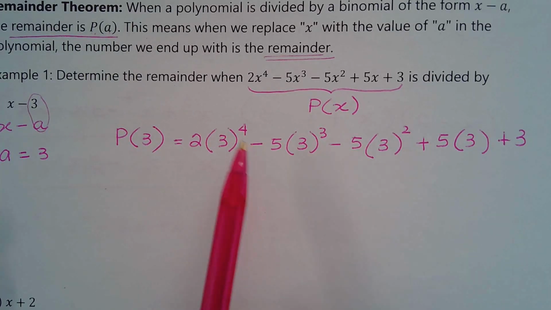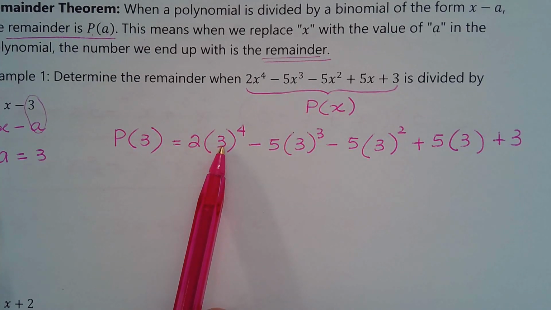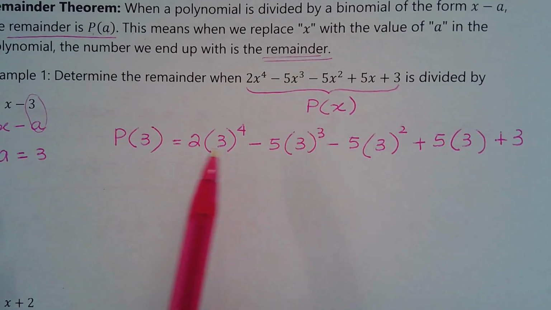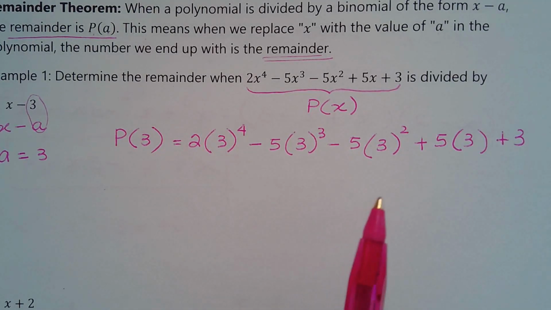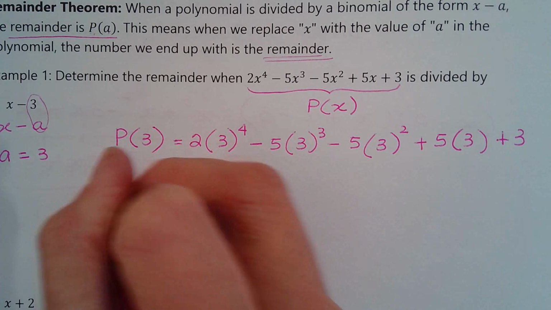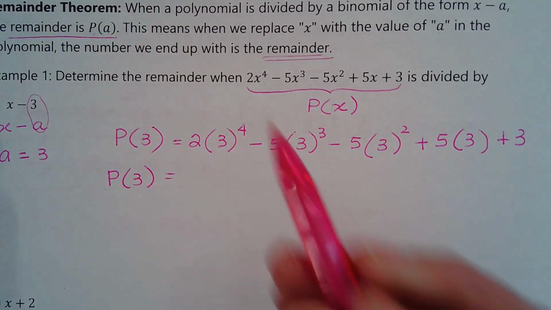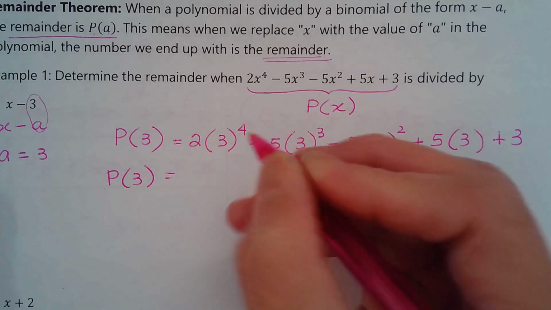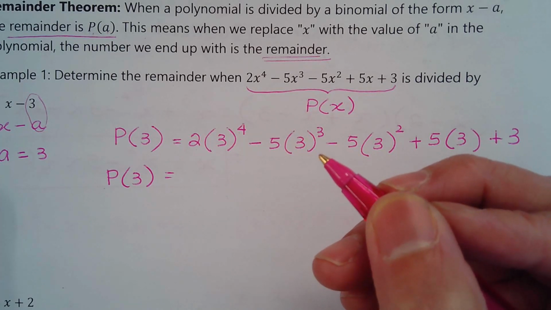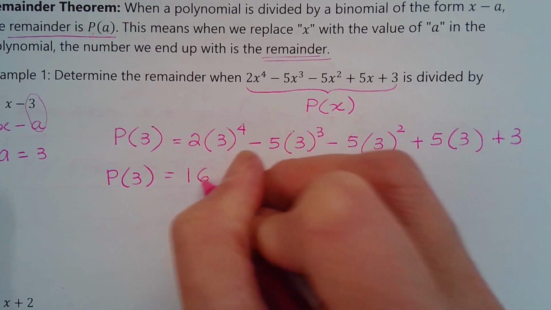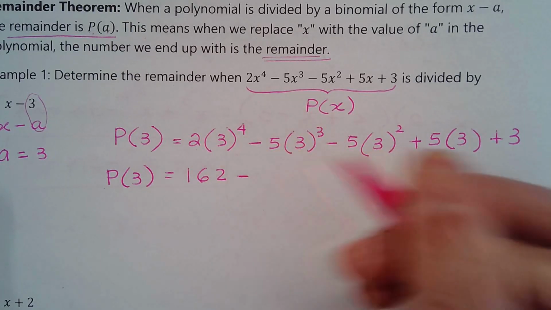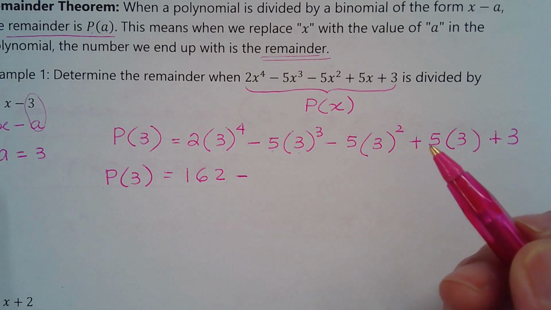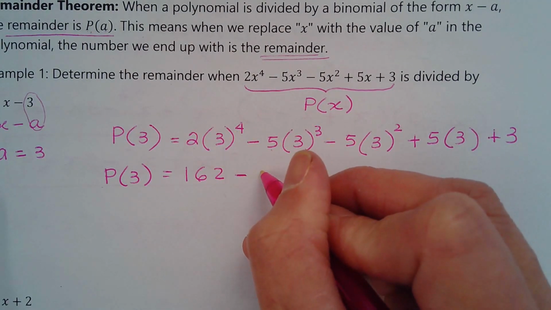Now that we've replaced the x with the a value, which is 3, we are just going to evaluate this, meaning find the value of. So p of 3 is equal to, orders of operation, right? So 2 times 3 to the fourth. 3 to the fourth is 81, so 162, minus 5 times 3 cubed. So 3 cubed is 27. 27 times 5.